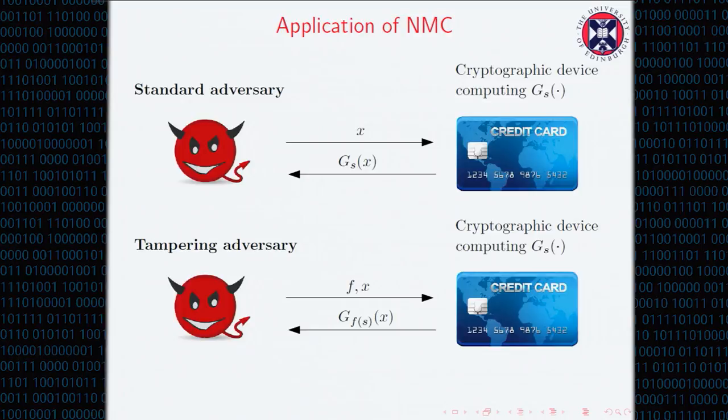Now, the real-world setting is like that, okay? The real-world adversary is a tampering adversary that besides having black box access to the device, can also modify its private memory. So besides only supplying input X, he can also choose a function of his choice. And then instead of receiving G_S of X, he receives G of X computed on the modified memory value, which here is F of S. And now, of course, we have huge security problems, and basically the security falls apart.